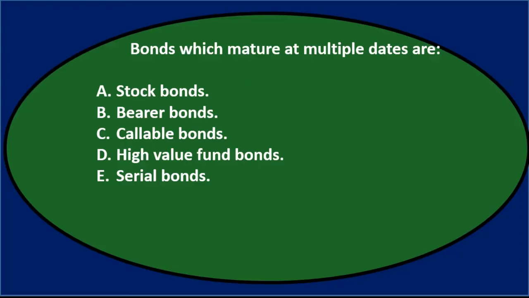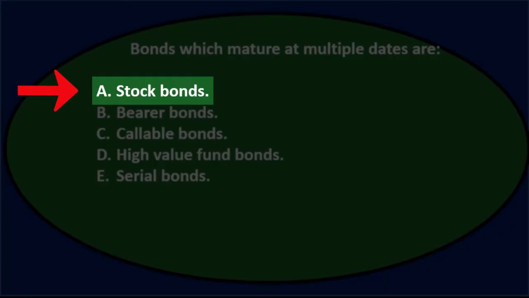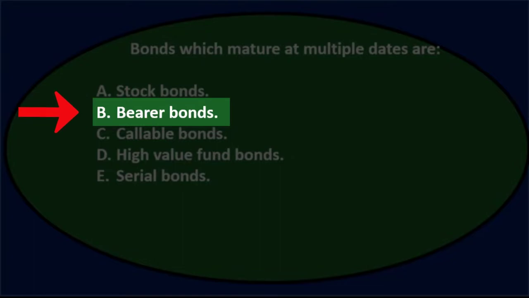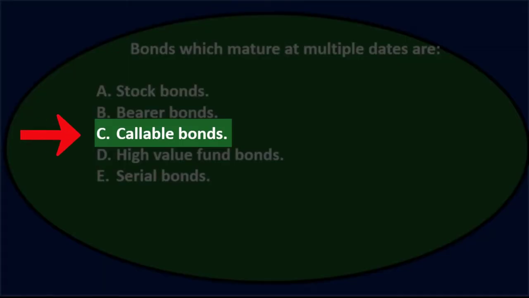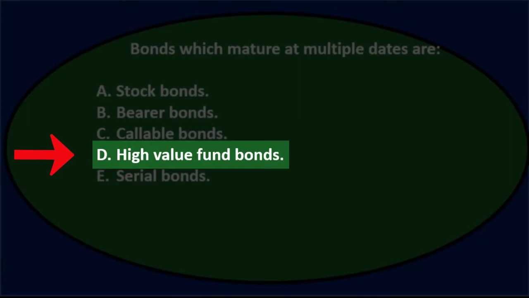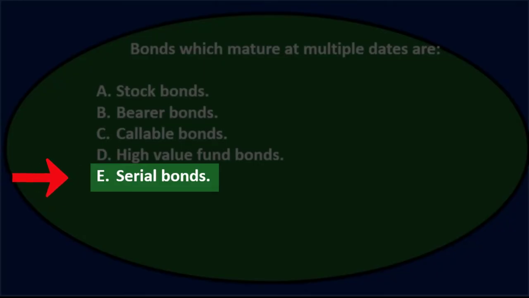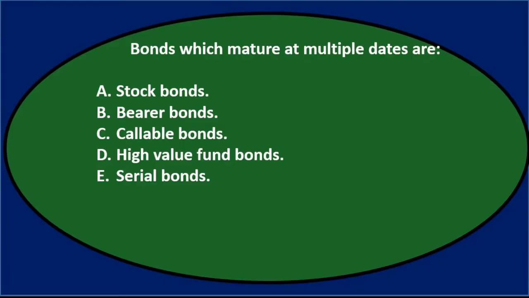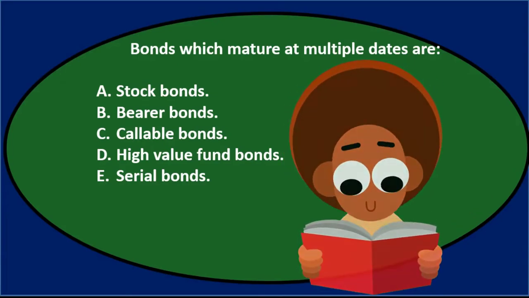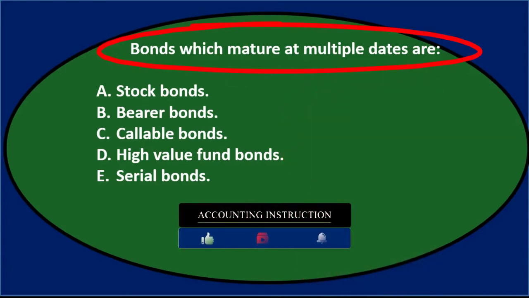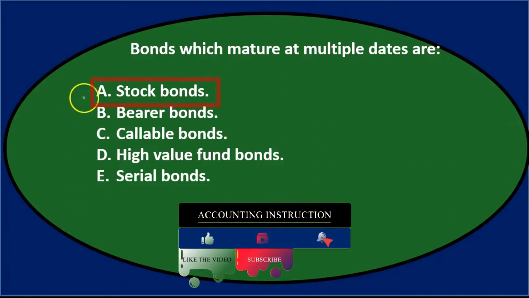First question, bonds which mature at multiple dates are either A, stock bonds, B, bearer bonds, C, callable bonds, D, high value fund bonds, or E, serial bonds. Let's go through this again using the process of elimination. Bonds which mature at multiple dates are A, stock bonds.